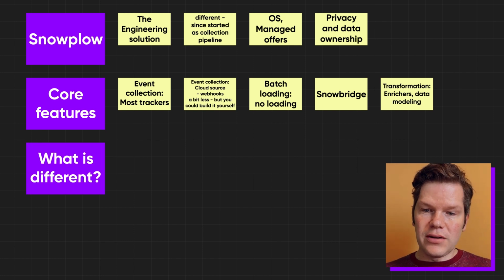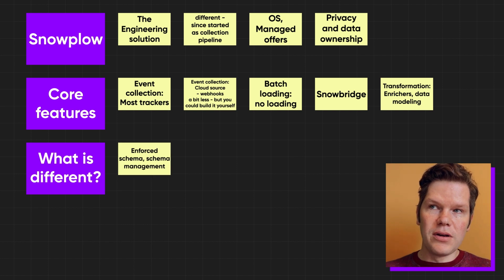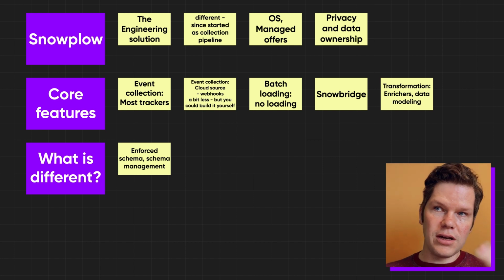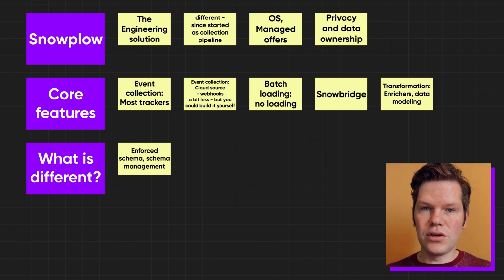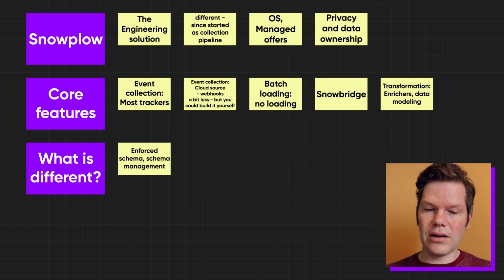So what makes it different? I think the major difference is that Snowplow works with an enforced schema. Segment works with, let's say, an optional schema. Of course, you can apply a tracking plan and check if there are issues and fix them. I think maybe they even have the option that you can enforce it, but it's really not the default.